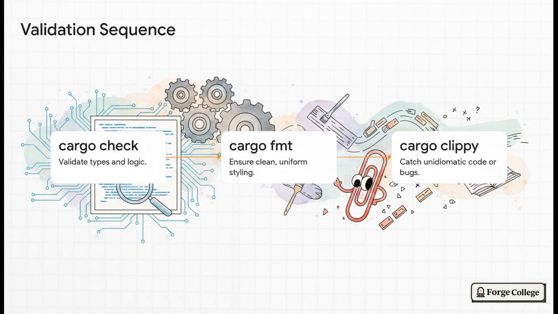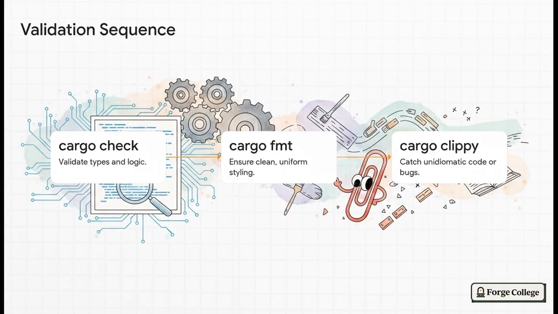We use a strict 3-step validation sequence for the rust snippets. We place your code inside a minimal anchor scaffold just to give it the context it needs, and then we run our checks. First, cargo check, to ensure the types and logic actually validate. Second, cargo fmt, just to make sure the code styling is clean and uniform.